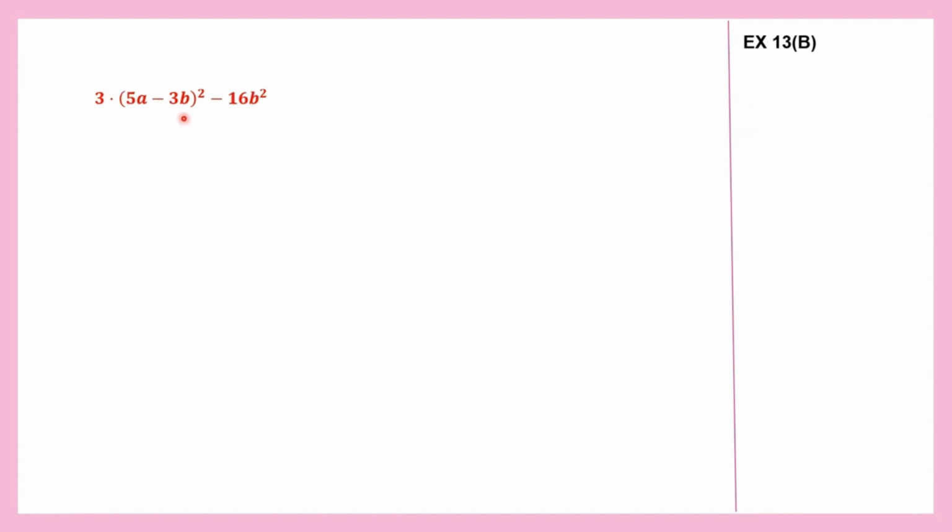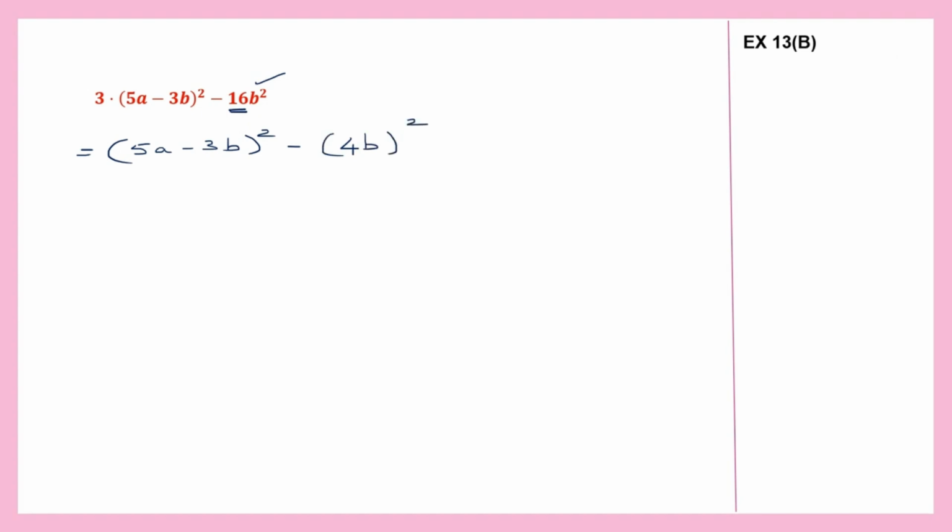Question 3, (5a minus 3b) the whole square minus 16b square. Okay, so we're going to consider this again to be A square minus B square, but we have to write this in the power form. That is, the first one remains the same, (5a minus 3b) the whole square minus, now this is 16 by itself, but this is b square. So we have to change the 16 also to a square form. So what is the square root of 16? 4. 4 fours are 16. So we write 4 and then we write b.